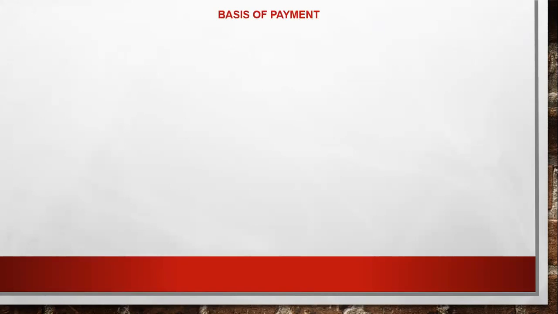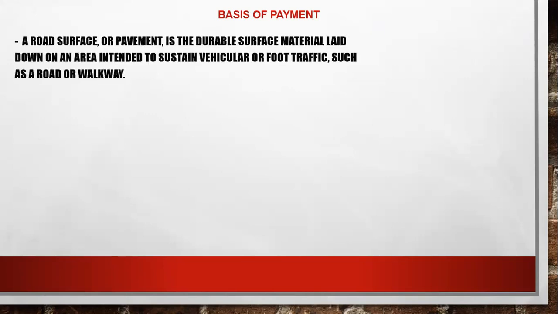Here we can see what unit of the item should be used. A road surface, or the pavement. Pavement we always see beside sidewalks. Of course, in the road, we should see pavement.